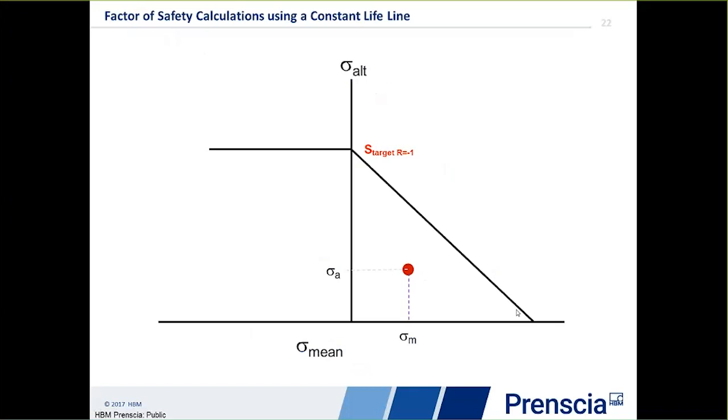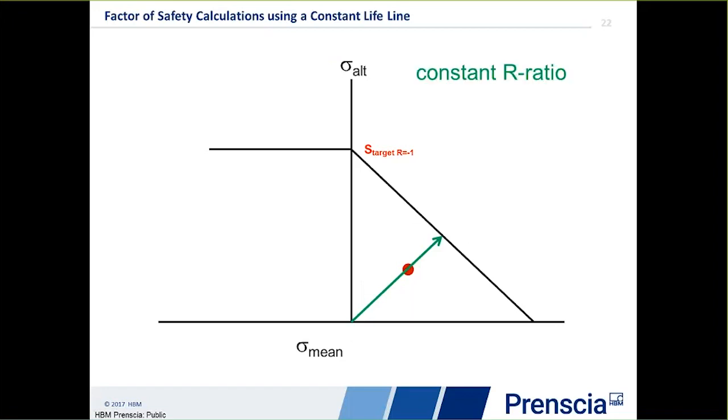And then below this, again, I have a stress state. Again, my horizontal axis is the mean stress of my cycle. The vertical axis is the stress amplitude of my cycle. And so this right here is my stress state in terms of amplitude and mean. And we can go in and calculate factors of safety off of this.